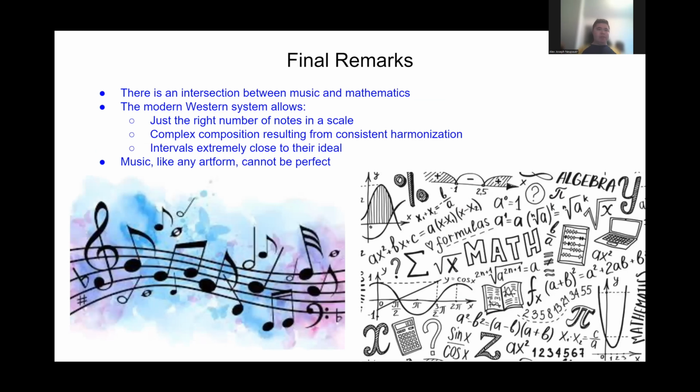So I just want to wrap this up and say that there's this really fascinating intersection between music and mathematics. It goes way deeper than what I've been able to present to you in these past 10 to 12 minutes. I want to remind you that our Western music system in modern day allows us to have just the right number of notes, not too many, not too few. We can create complex compositions because we have consistent harmonization and equal temperament. And hey, we also get intervals that are extremely close to the ideal whole number ratios that we're looking for.